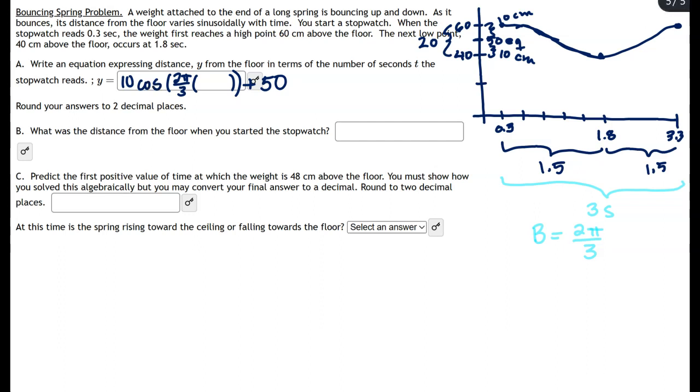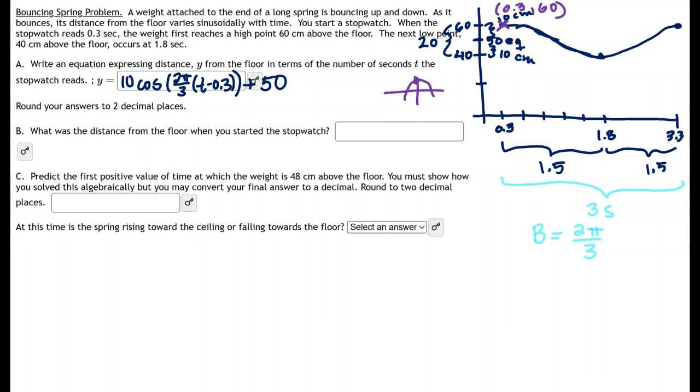What I was thinking, let me grab a different color, was this point right here is a maximum. That's 0.3. So a normal cosine wave hits its maximum right at x equals 0, which means if we just shift this to the right 0.3, we should be hitting our first maximum at 0.3 seconds. So I'm going to put a t minus 0.3, and that will line that up. So that's only one of the possibilities. There are infinitely many more, but I think that's a nice easy one to go for.